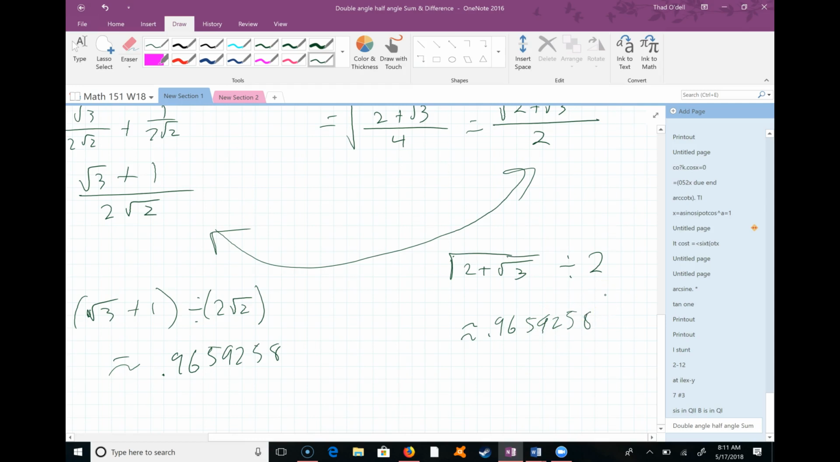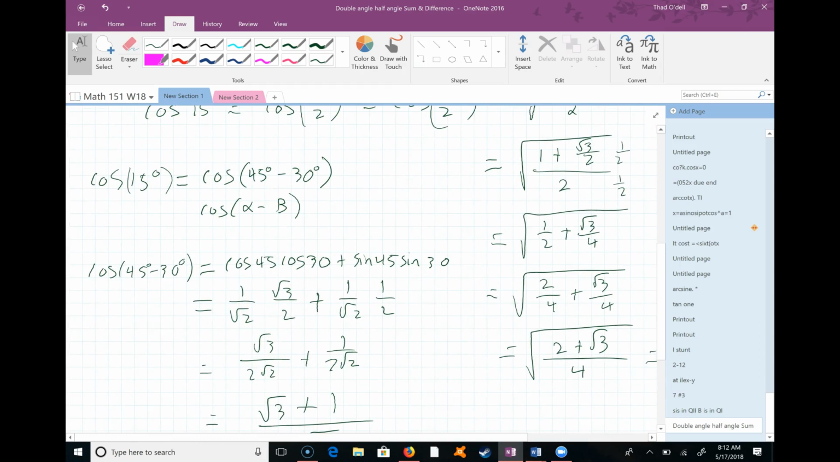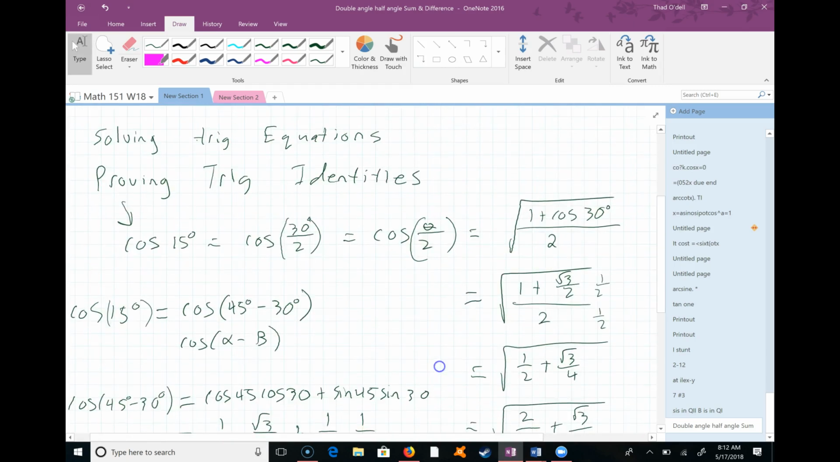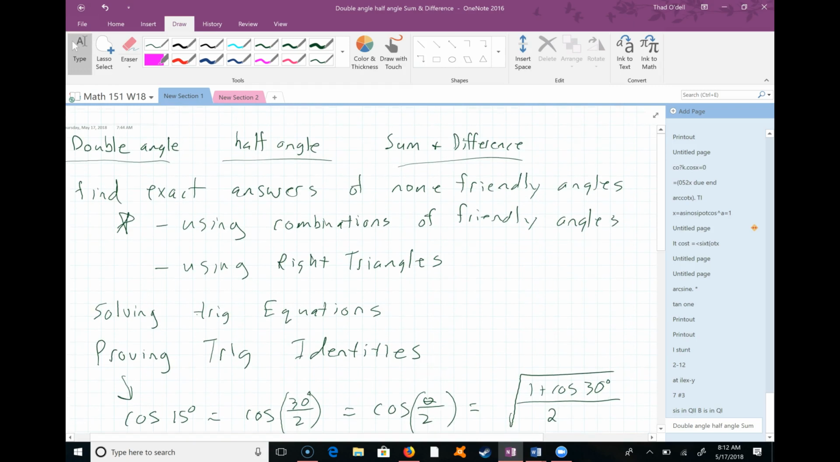So you can see that these, even though they don't look the same, they are the same answer, which is a great relief, because if we took the cosine of 15 using one technique and then took the cosine of 15 using a different technique, we should get the same answer. And we in fact do. So that's 2 examples of using these identities to find exact answers of non-friendly angles using combinations of friendly angles.